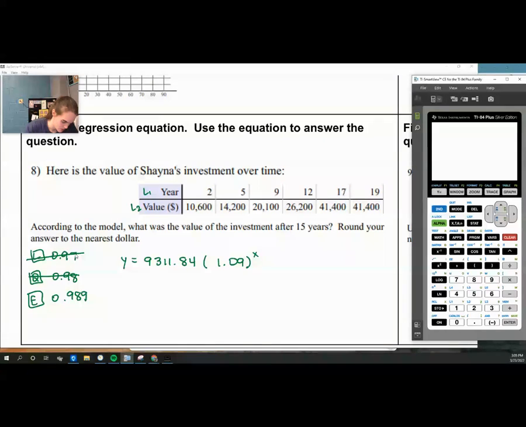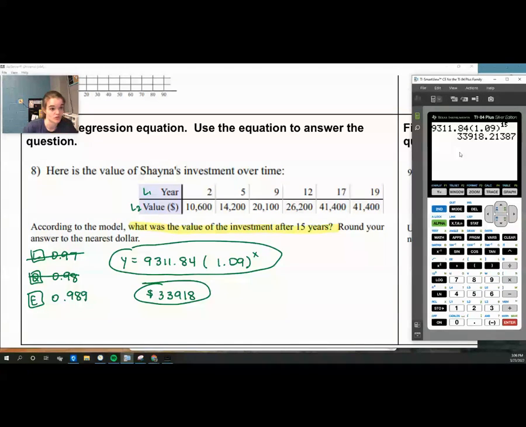All right, this says, according to the model, what was the value of the investment after 15 years? Round to the nearest dollar. What that means is we're going to take 9,311.84 times 1.09, and we're going to raise it to the 15. So it's important you pick the right one and you get the right equation. So what that's saying is Shayna's investment over time will be $33,918. These two pieces are the answers. You do have two answers on these today, okay?